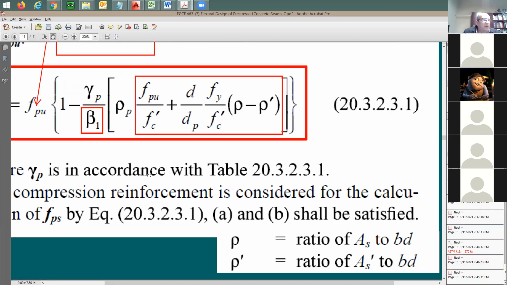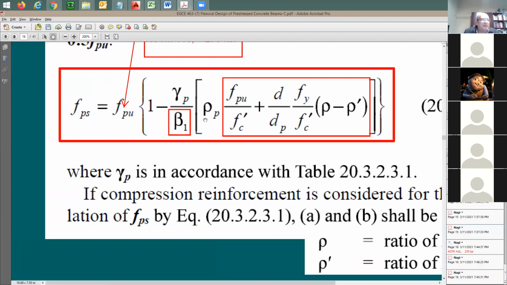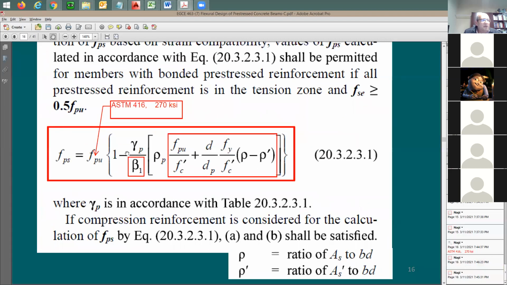How about this rho P? What is rho P and what is gamma P? These are now the two new items. Rho P is going to be the pre-stress steel ratio, APS divided by BD, very similar to this rho, which is for the conventional steel. So now I know this. Only one item that I need to learn about, which is this gamma P.